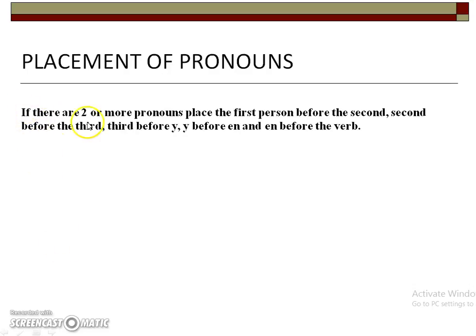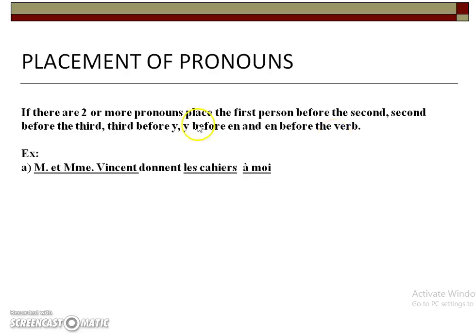Rule number 2. If there are two or more pronouns, place the first person before the second person before the third person before y before en, and finally en before the verb. Let's see an example. Mr. and Mrs. Vincent give the books to me, which is they give them to me. They would be replaced by ils, them would be replaced by les, and to me would be replaced by me.